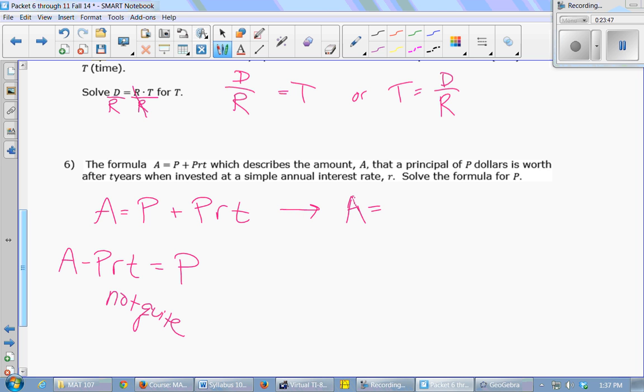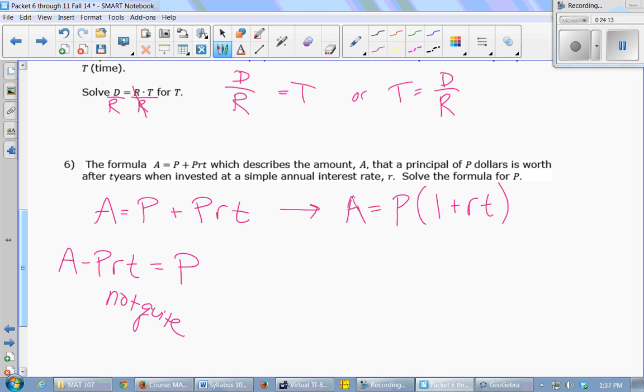What do you notice about both of these terms? This is the problem, is that in both of these terms there is a P, right? Is there something we can do when a factor shows up in both terms? Pull it out. You factor it out. So I'm going to have P times what? 1 plus RT.